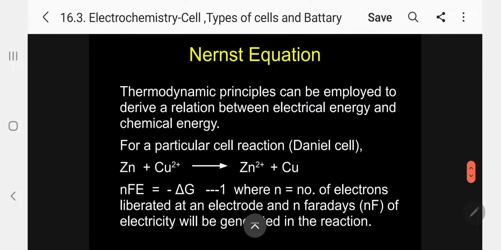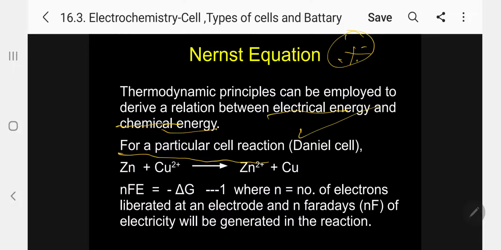So I will come to the Nernst equation. It is the most important equation, which we can derive for a cell as well as an electrode. Thermodynamic principle can be employed to derive a relationship between electrical energy and chemical energy. I told you, electrical energy and chemical energy. For a particular cell, say for example Daniell cell, this is the cell reaction: zinc plus copper 2 plus giving zinc 2 plus plus copper.